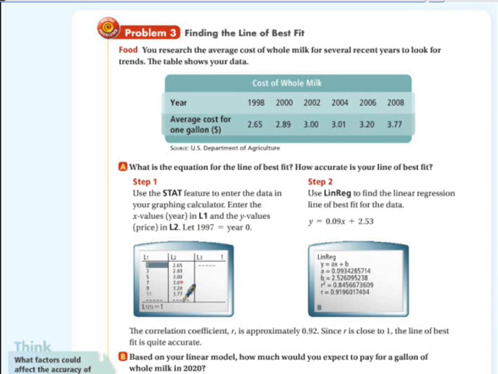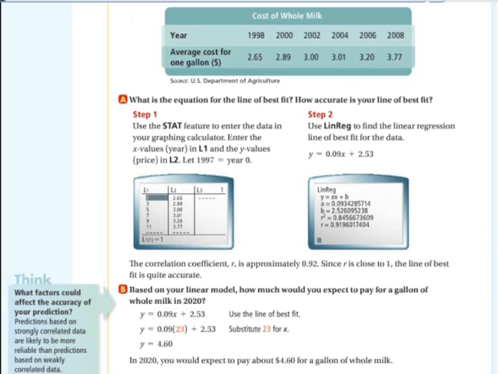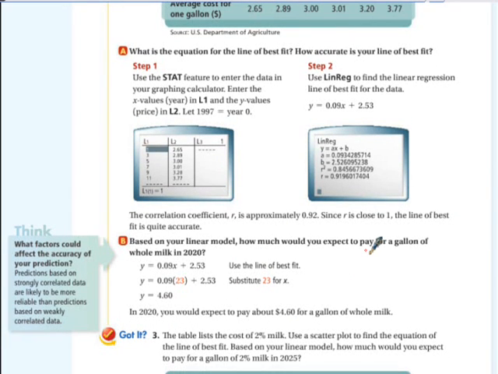You put this in, and then there is a way to find the linear regression, and it gives you y equals ax plus b, the actual equation, and it gives you the correlation coefficient. It's close to 1, so the line is fairly accurate. Not really complicated stuff here. Based on your model, how much do you expect to pay for a gallon of milk? You literally just take whatever you find, plug it in, and solve.